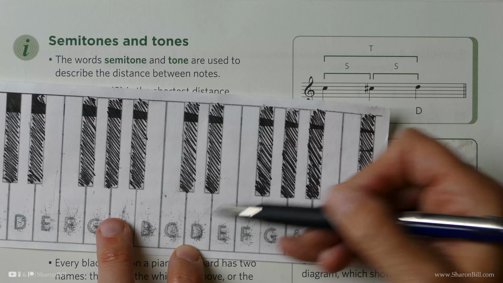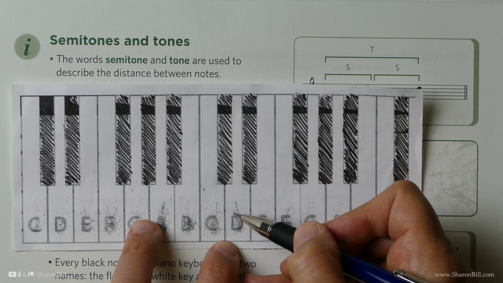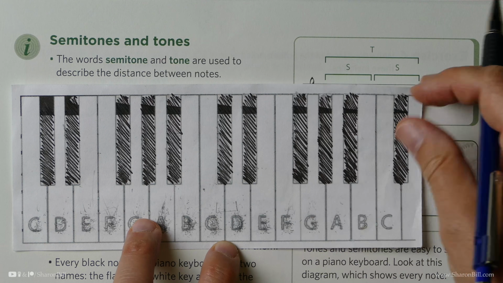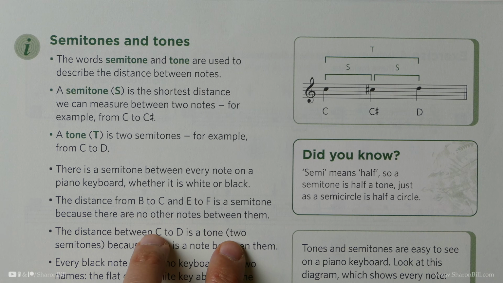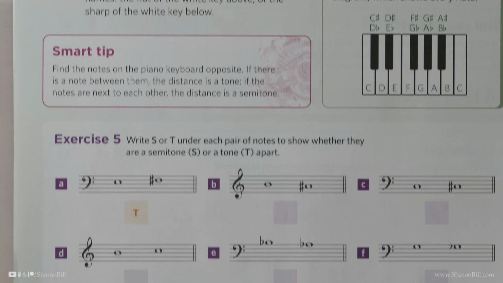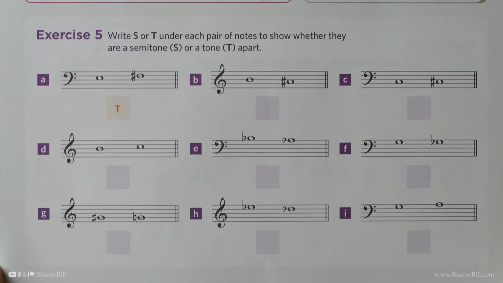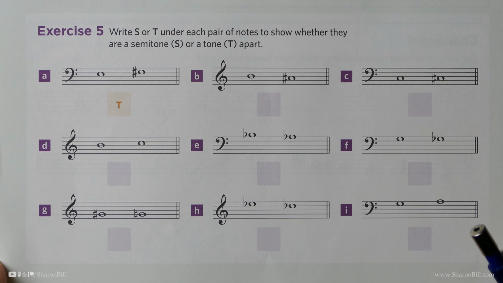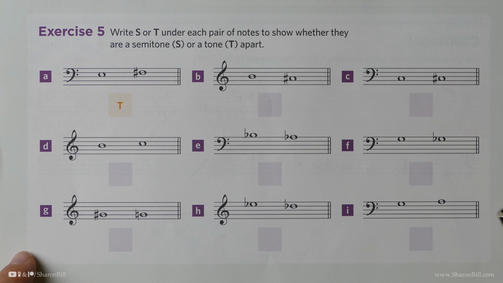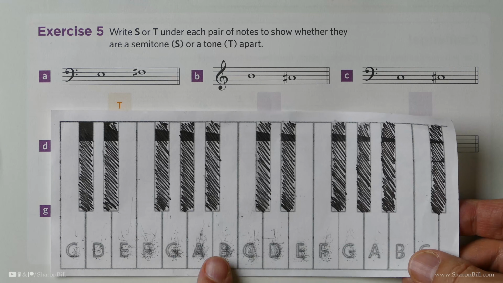C sharp to D is a semitone. 2 halves make a full step. It's just far easier to visualise here than perhaps on the stave of music. So looking at this now, we've got to decide on exercise 5 which of these are tones and which of these are semitones. So which is a full step, which is a half step, and we can do that best by continually referring to the piano keyboard.